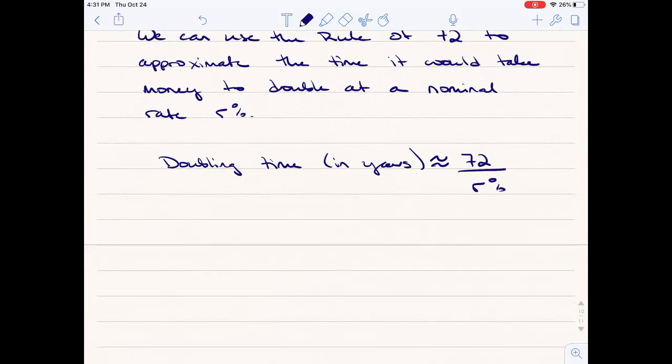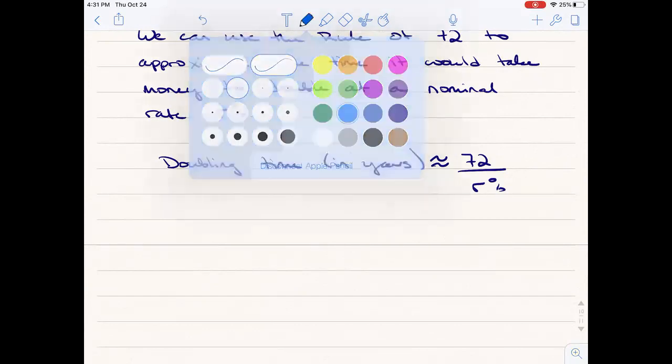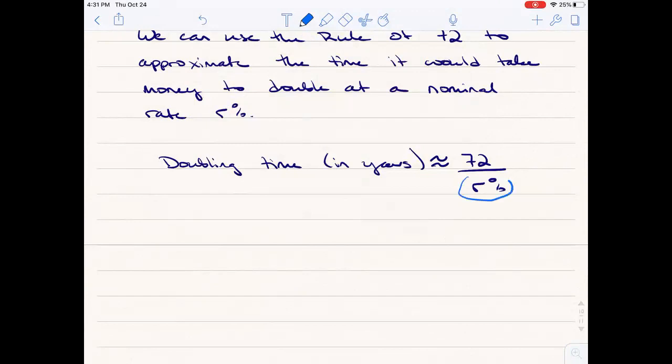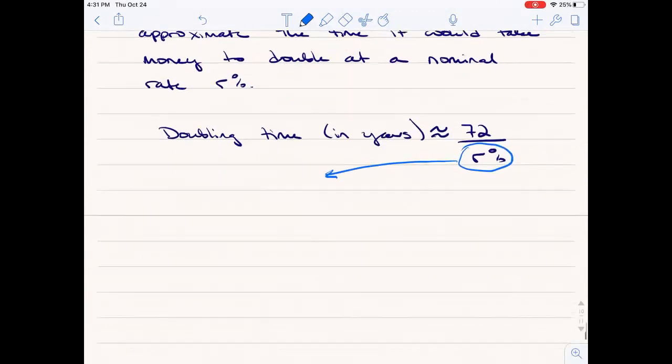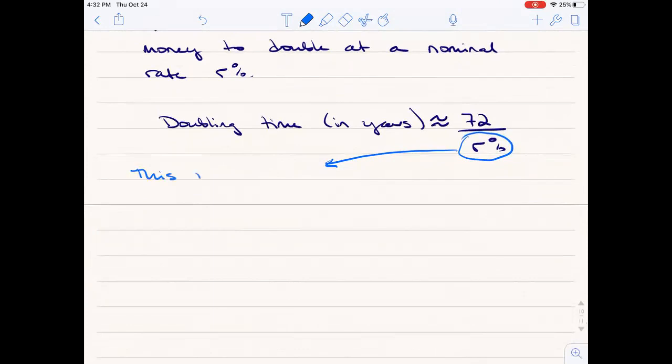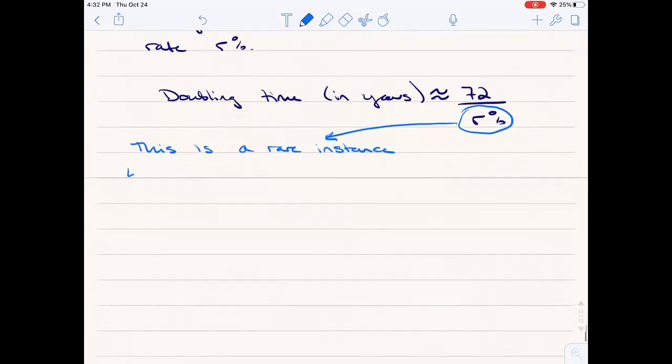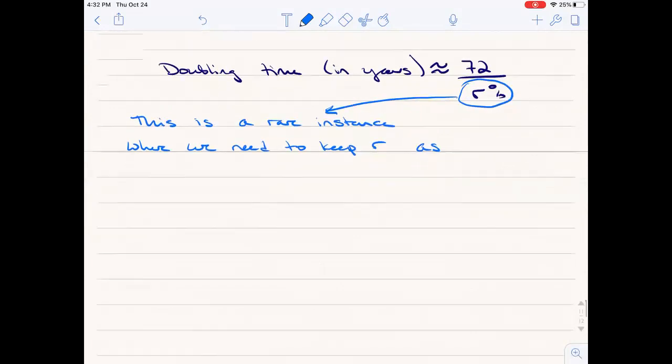And I know I've been harping on you guys, you always have to convert your interest rates to decimals. This is one of those times where we don't. We just keep it as a percentage. This is a rare instance where we need to keep R as a percentage.